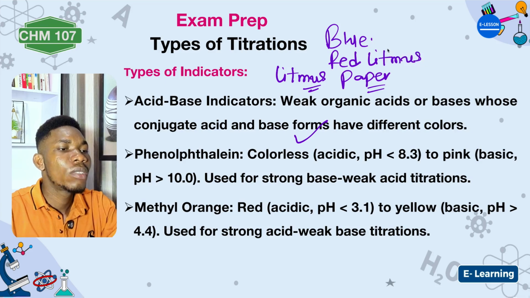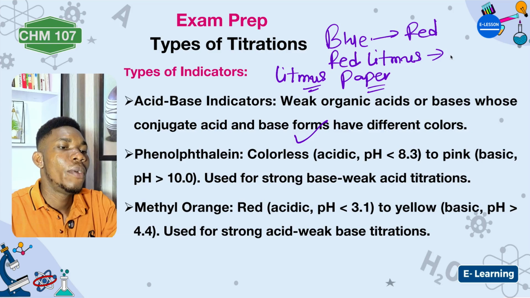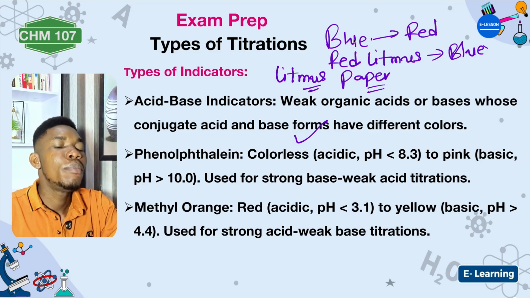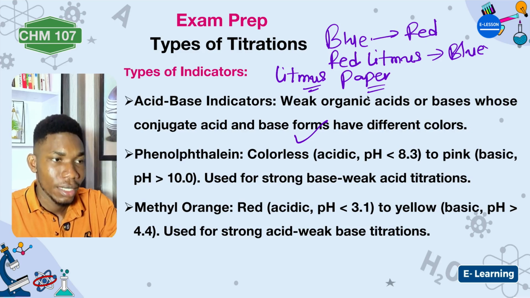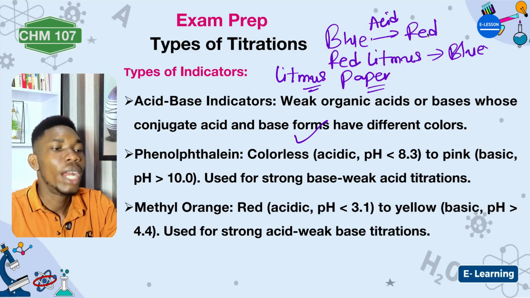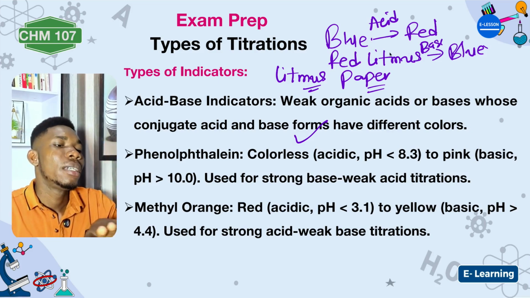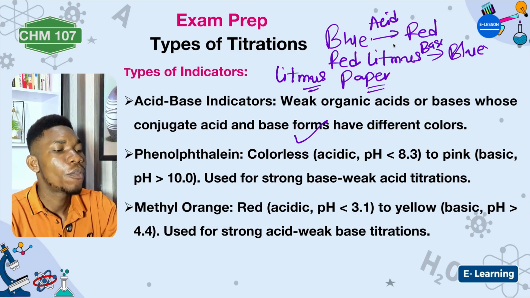Now, blue litmus paper, when you dissolve it in acid, changes from blue to red. The red litmus paper, when you put it in base, changes from what? Red to blue. If you put blue litmus paper in base, it will remain blue. If you put red litmus paper in acid, it will remain red. This is a common type of indicator we have.